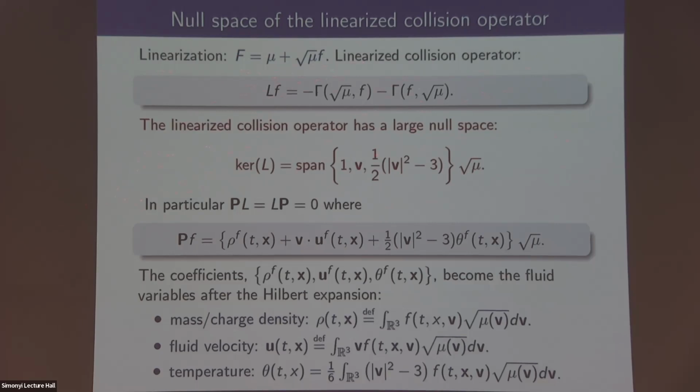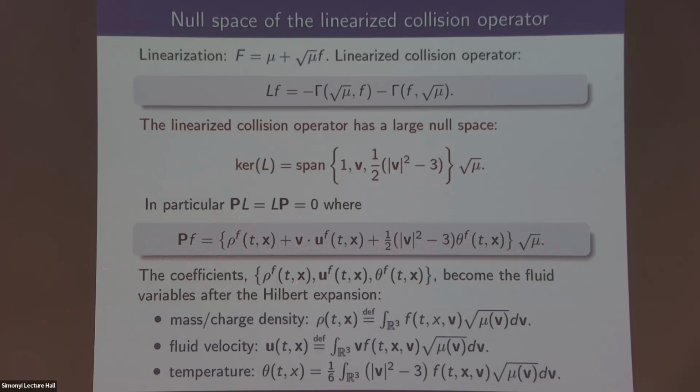The point is that this linearized collision operator has a large null space. It has a 5-dimensional null space in the v variables. It's the span of 1, v, and (1/2 v squared minus 3) times square root of mu. But then in the t and x variables, it's 5 variables plus infinite dimensions. So PL equals LP equals 0, where P of f is the L2 projection into the null space, and you have rho of f plus v dot u of f plus (1/2 v squared minus 3) theta of f, times the square root of mu.